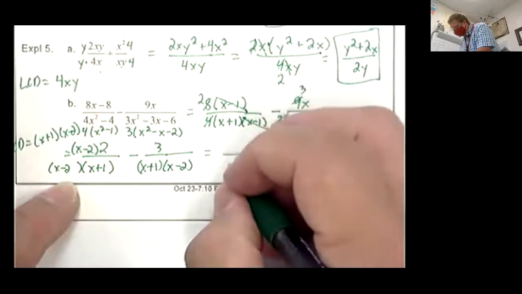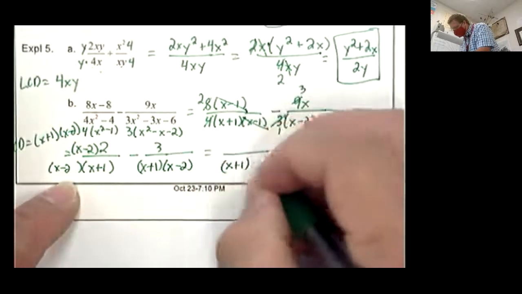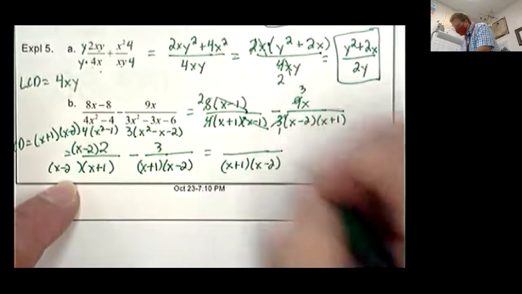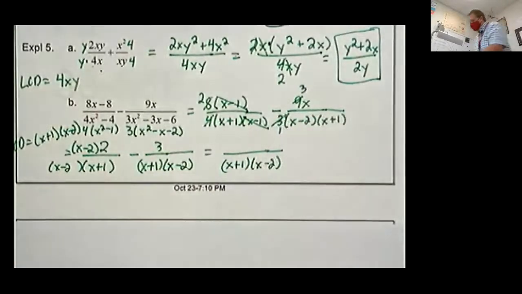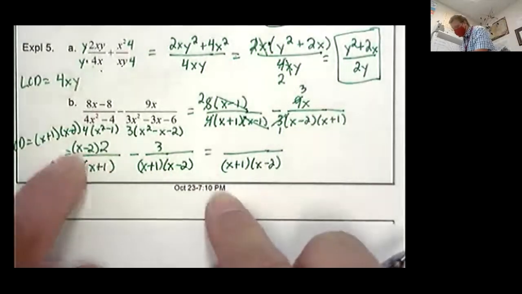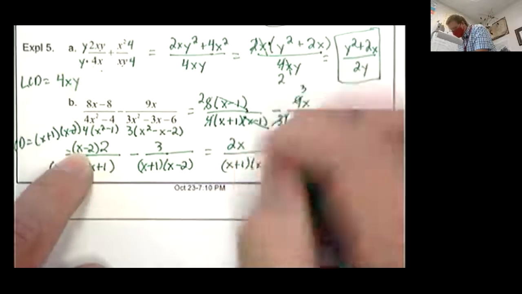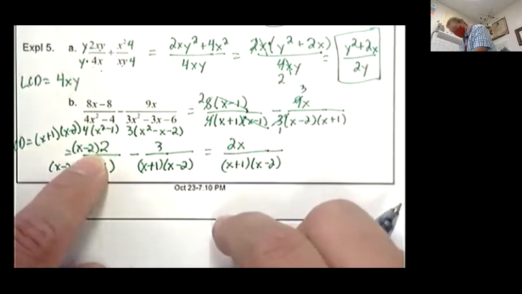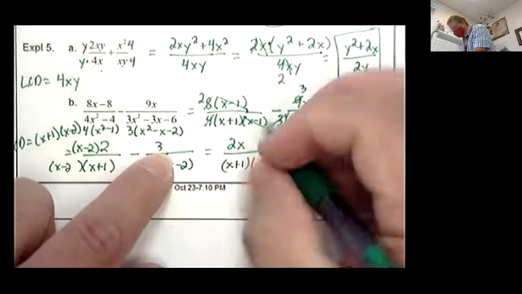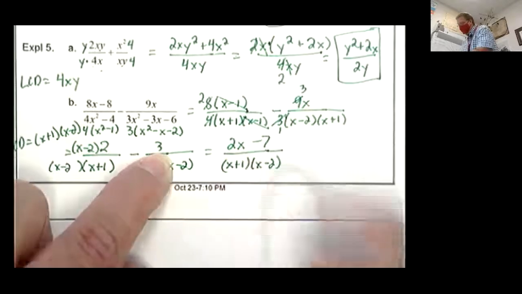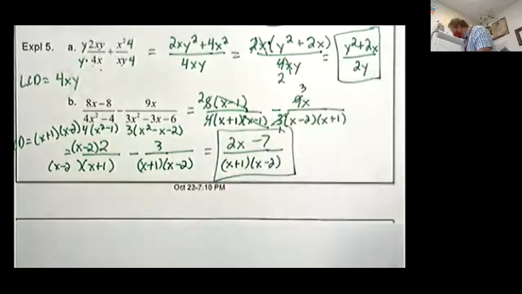And so we have x plus 1 times x minus 2 is our least common denominator. Now we're going to simplify the top. 2 times x is 2x. 2 times minus 2 is minus 4. And then we're going to subtract 3. That's minus 7. That doesn't factor. And so we're done.